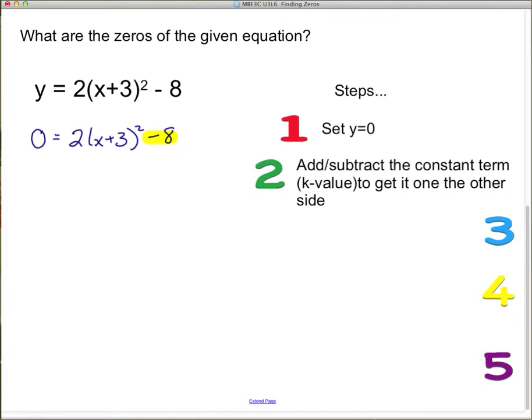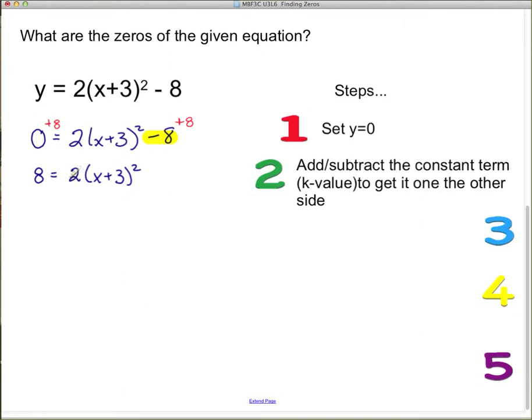So in this case, it's a -8, so to get rid of it, we have to add it. And remember, whatever you do to one side of an equation, you do the same thing to the other. So we're going to add that to both sides. So this side becomes 8, and this side is 2(x + 3) squared.